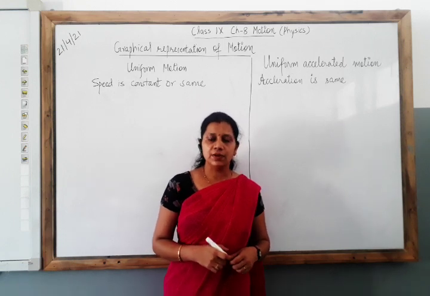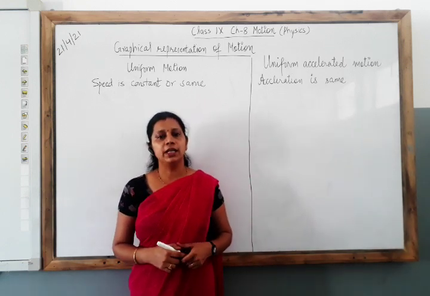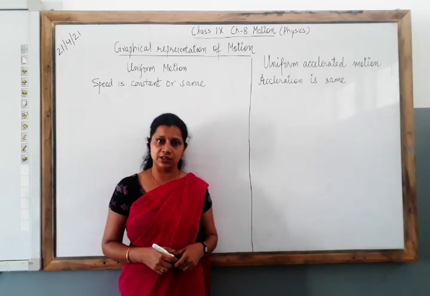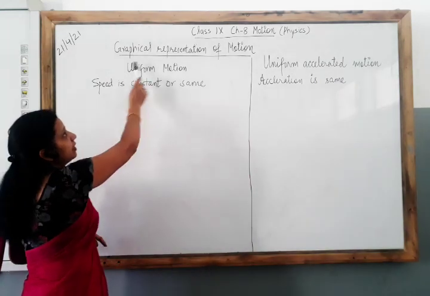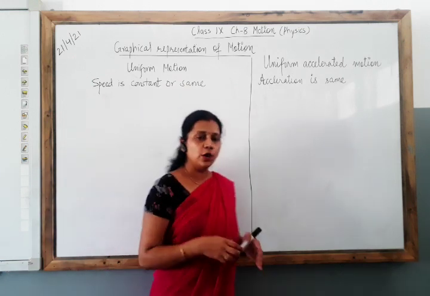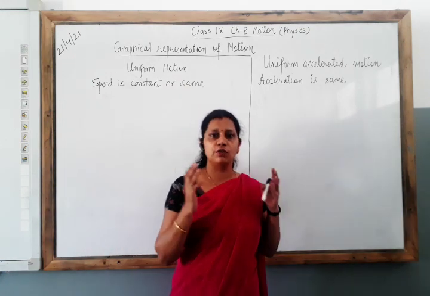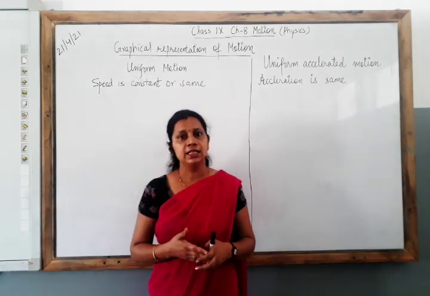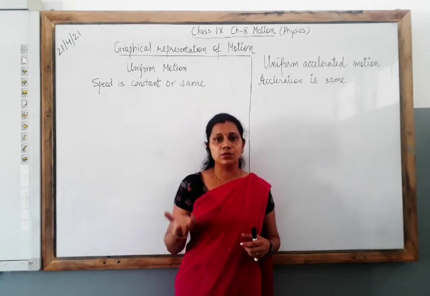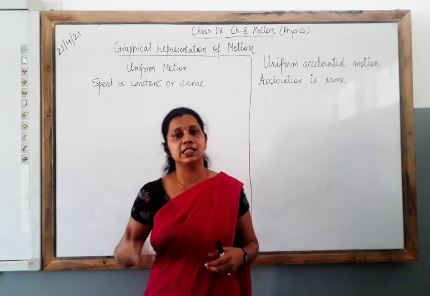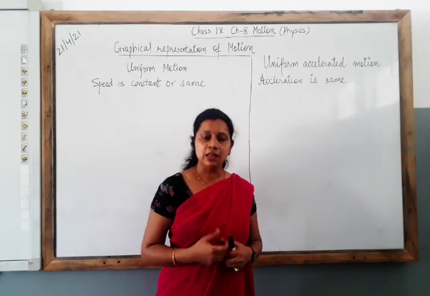In the last class, we studied uniform and non-uniform motion and acceleration. In today's class, I'll teach you graphical representation of motion: how to represent uniform motion and uniformly accelerated motion graphically, what is the difference between the two, and what things you can deduce out of the graphs of distance and time, and velocity and time. So let's start.